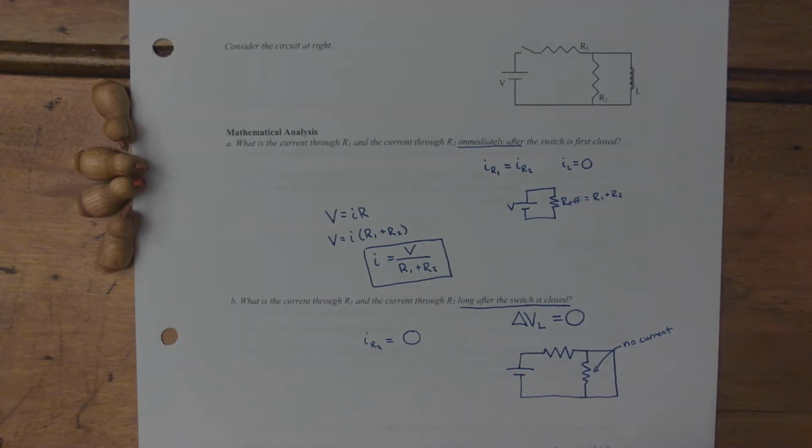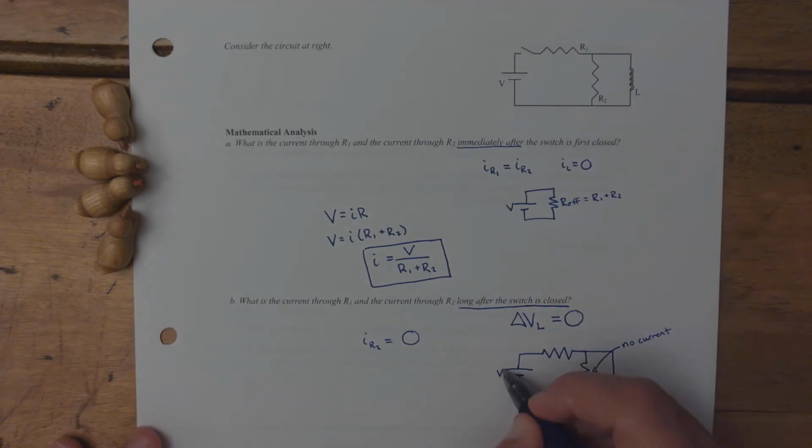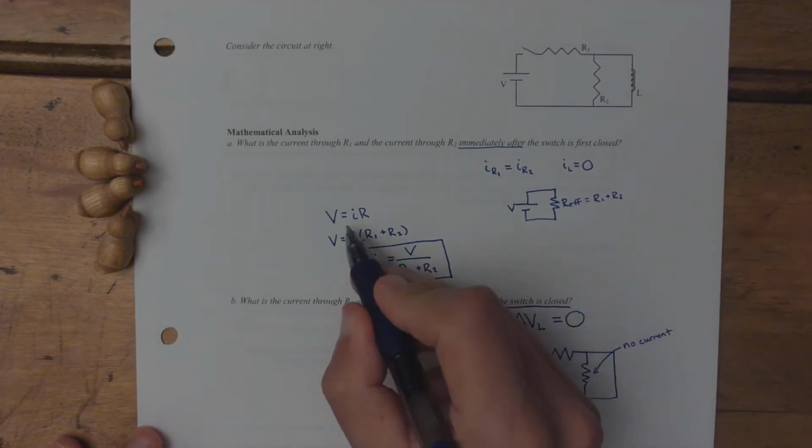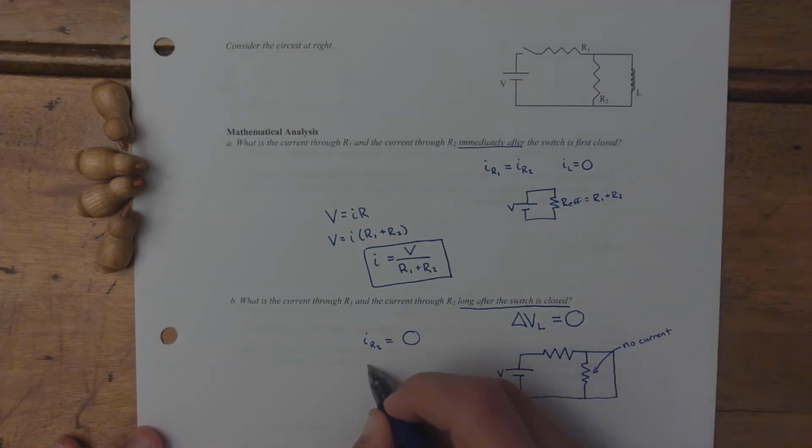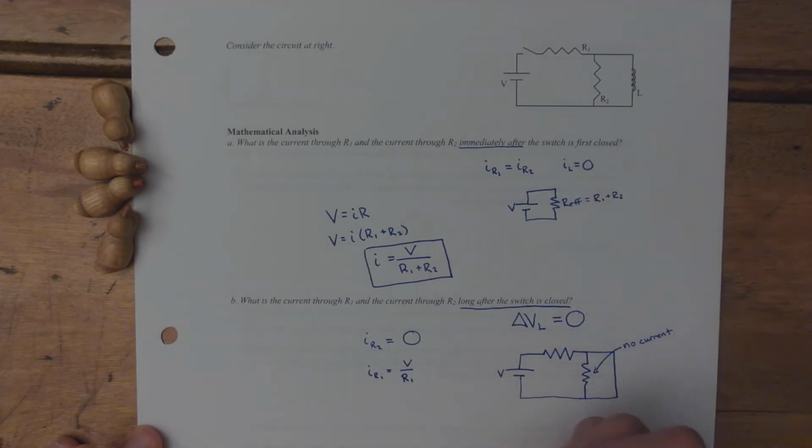And if no current's flowing through here, then it's just like a circuit with a battery and one resistor. So that's pretty easy. You would say V is equal to IR. R is just R1, so IR1 is equal to V divided by R1, and that's it.